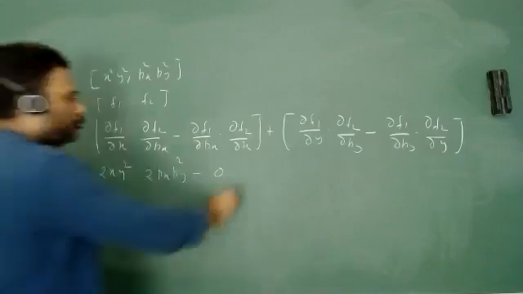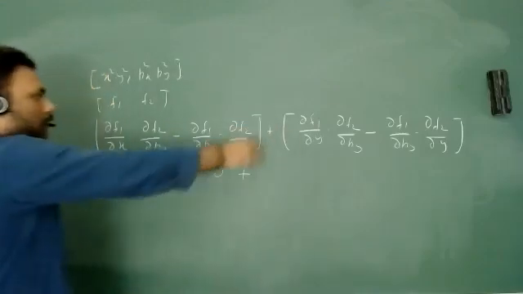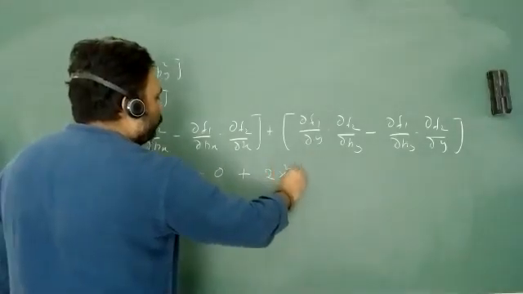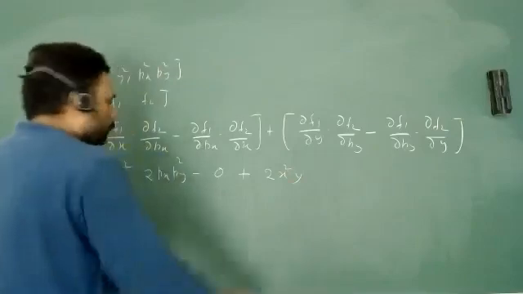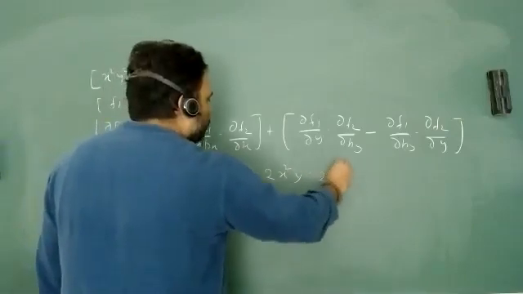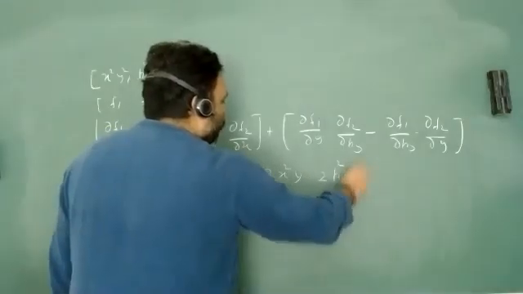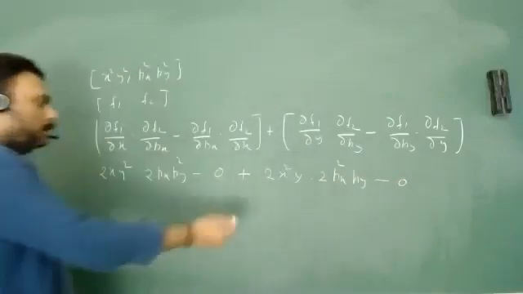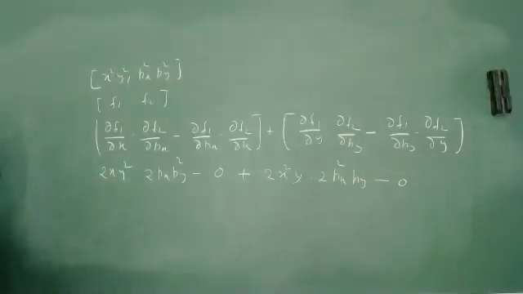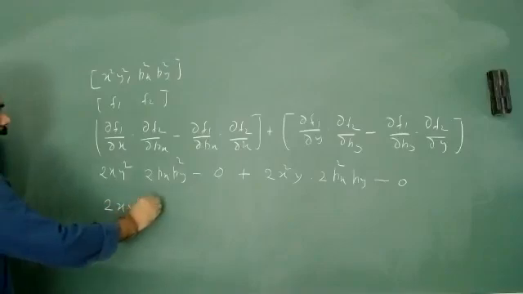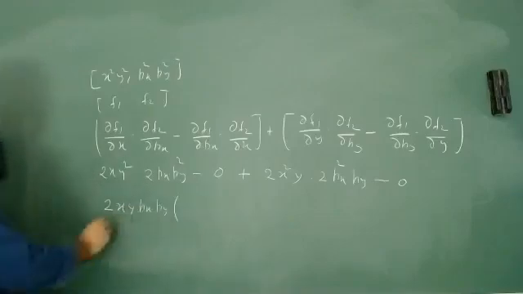And the second term will be, similarly, 2x square y, and then you have 2 px square py. So this and this term will be 0. So this is just quite simple. What will be the common thing? You can take 2x, y, px, py as common.